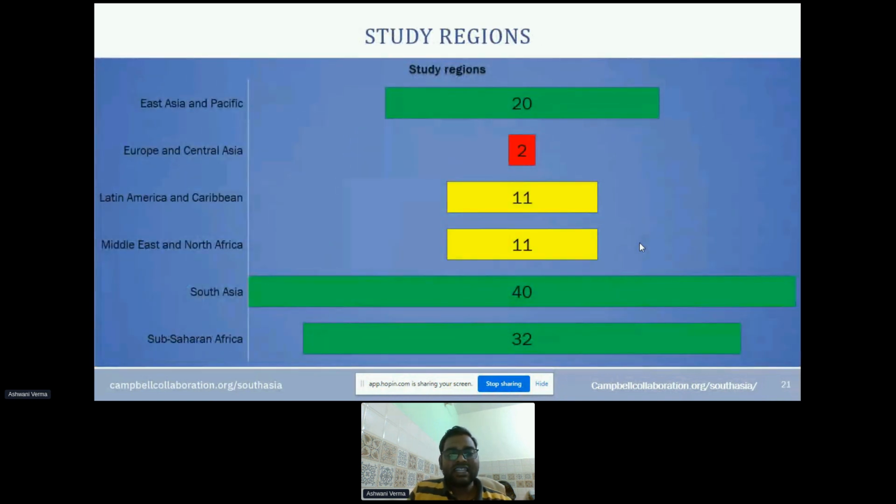As for the regions I showed you previously, you can see very limited studies on Central Asia, and the majority are from South Asia and sub-Saharan Africa.